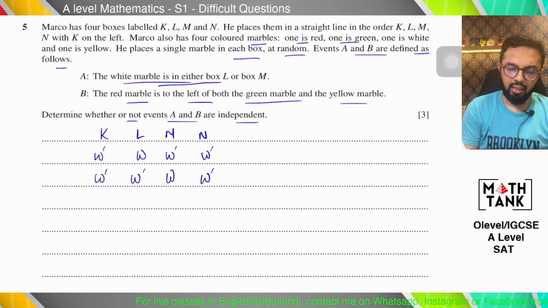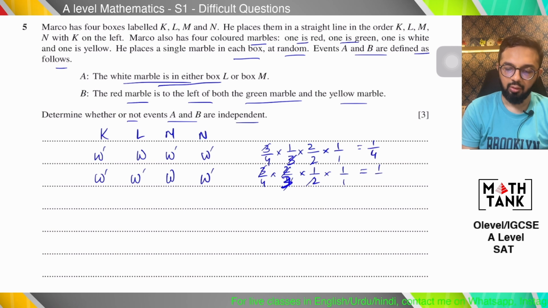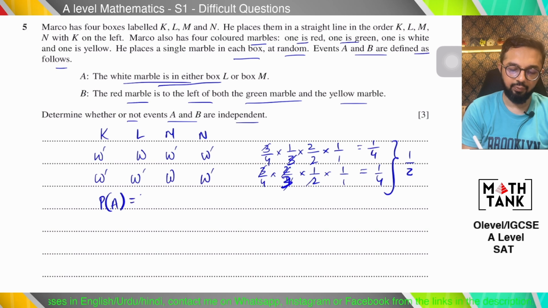So I could have 3/4, 2/3, 1/2 and 1/1, and that gives me 1/4. And I could have the same for this one as well. I could have 3/4, then 2/4, then 2/3, 1/2, and 1/1. So plus gives me half. So that's event A. The probability of A is half.